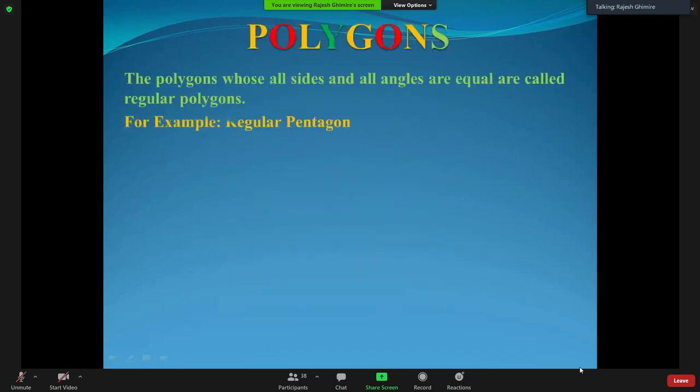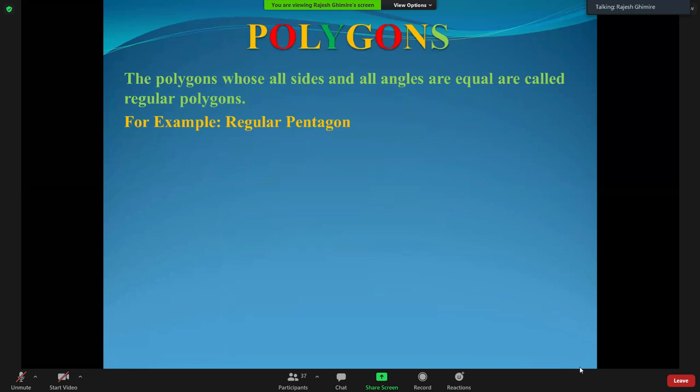Now, let's see about the regular polygons. What are the regular polygons? The polygons whose all sides and angles are equal are called regular polygons. If the lengths of sides and the angles are equal, then polygons are regular polygons. They are called regular polygons.